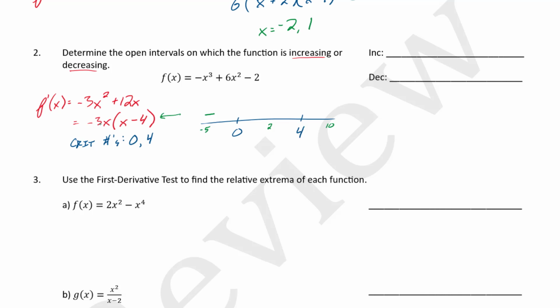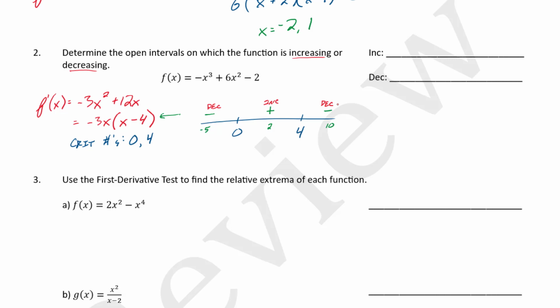Plugging in 2, the number out front would be negative, the number in the parentheses would be negative, so two negatives when I multiply should give me a positive result. And plugging in 10, that would give me a negative out front, but a positive in the parentheses. A negative times a positive should come back negative. So to actually answer this, it would be decreasing to start, then increasing here in the middle, and then back to decreasing at the end.